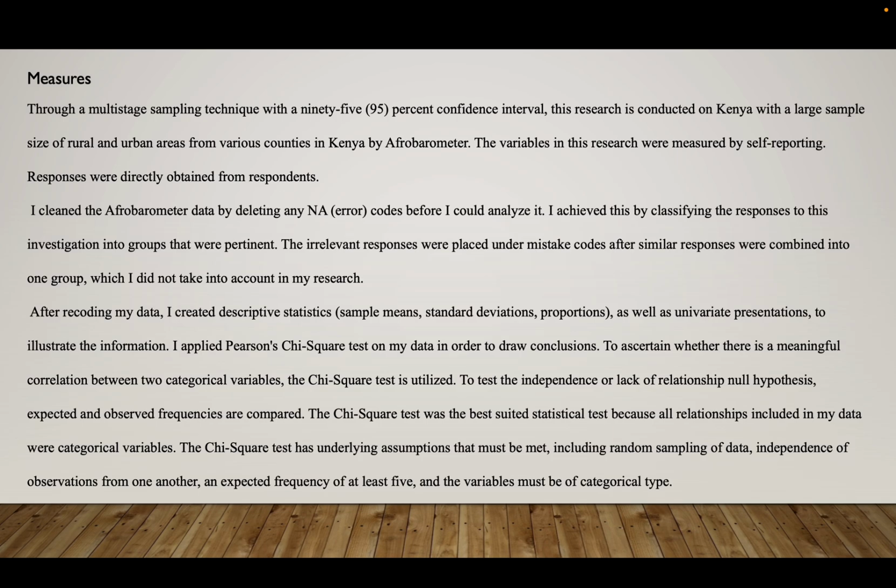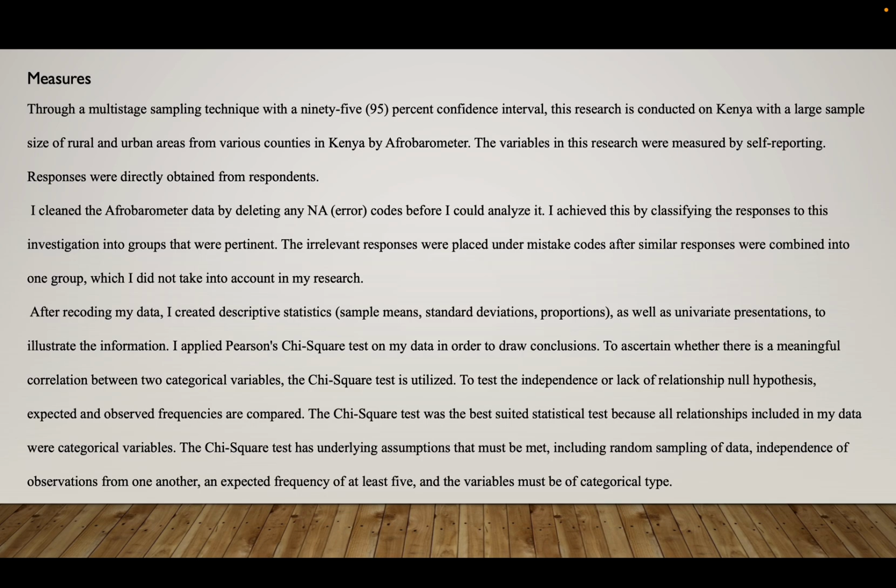To ascertain whether there is a meaningful correlation between two categorical variables, the chi-square test is utilized. To test the independence or lack of relationship, the null hypothesis, expected and observed frequencies are compared. The chi-square test was the best suited statistical test because all the relationships included in my data were categorical variables.